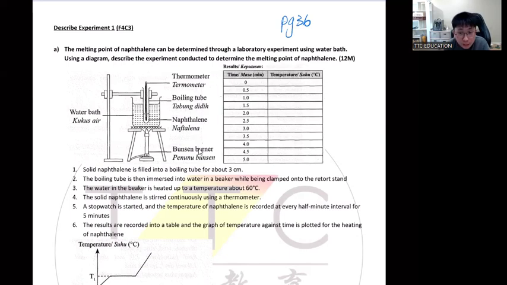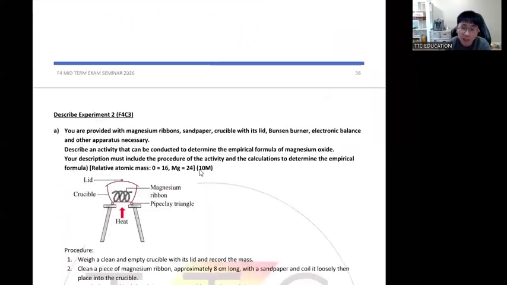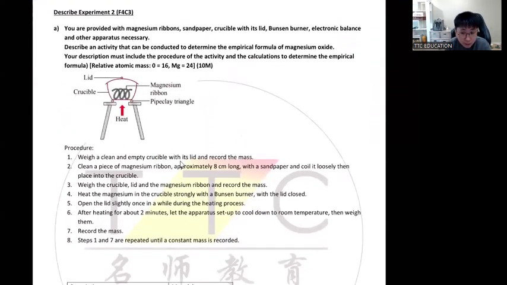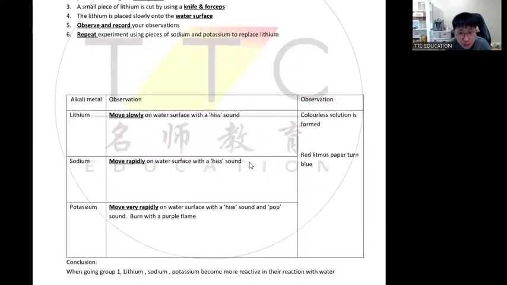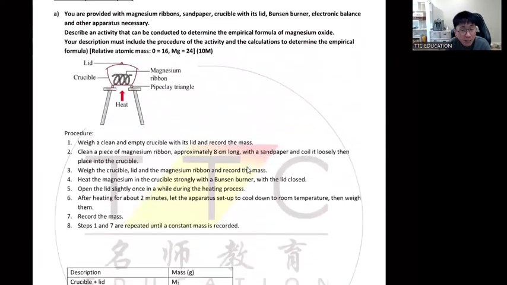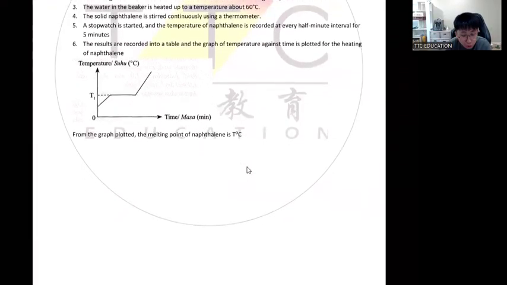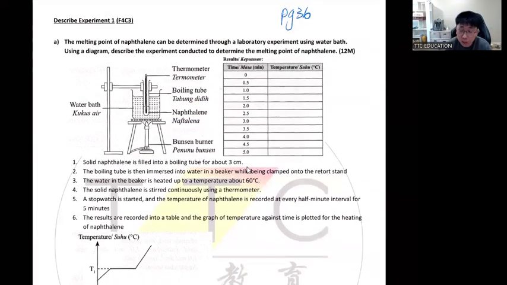So you see, we have your heating curve, cooling curve, the procedure given, and then your magnesium oxide procedure, and then your lithium, sodium, potassium procedure. These are the three common experiments for chapter 2, chapter 3, chapter 4 that have a high chance of coming out in your coming exam. The last question most likely asks you to write out a procedure, so you cannot avoid memorizing procedures.